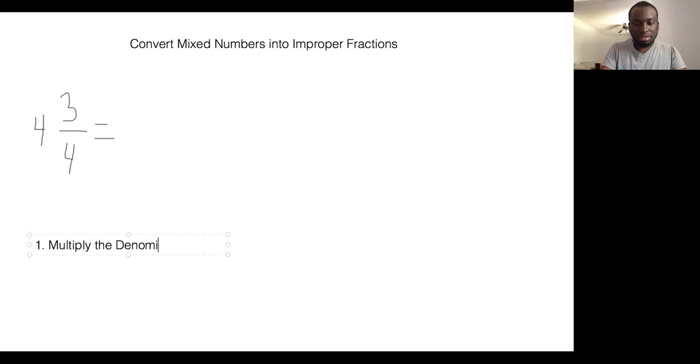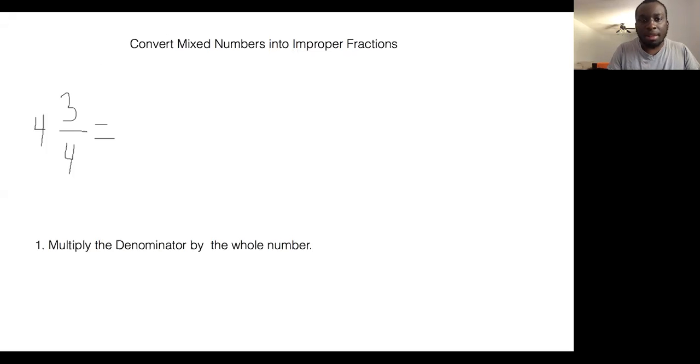I'm going to multiply my denominator by the whole number. That's my very first step, is to multiply my denominator by my whole number. So if I do that, 4, because this is my denominator, and I'm going to also label my parts.